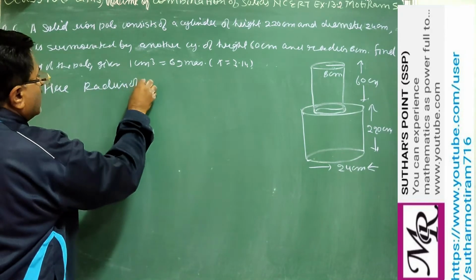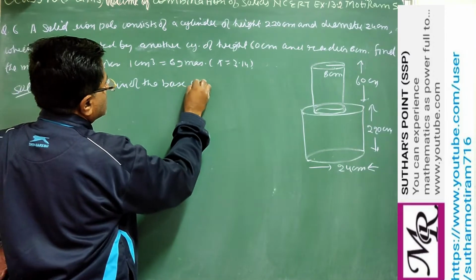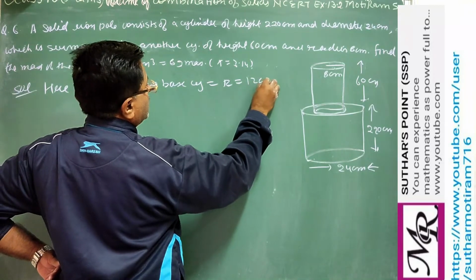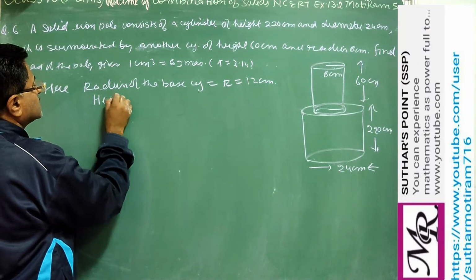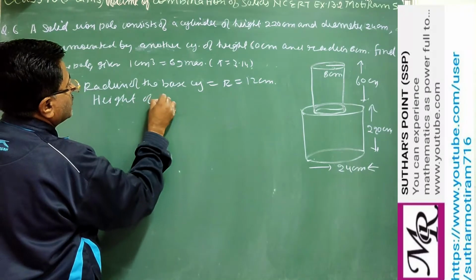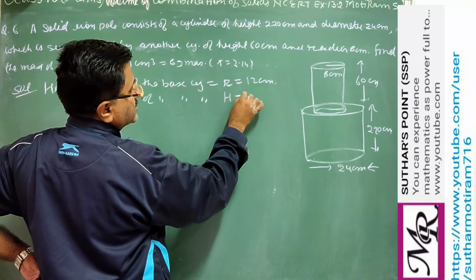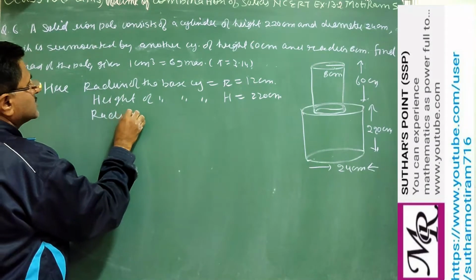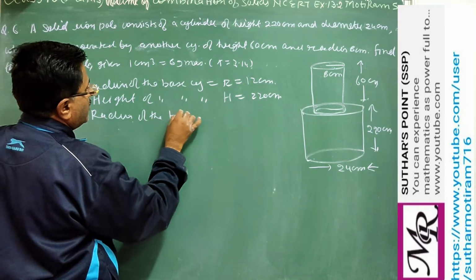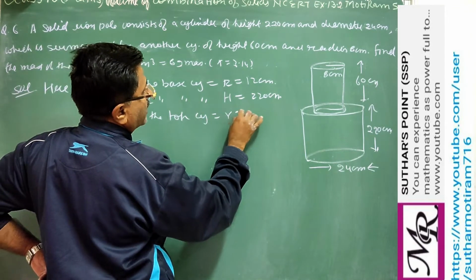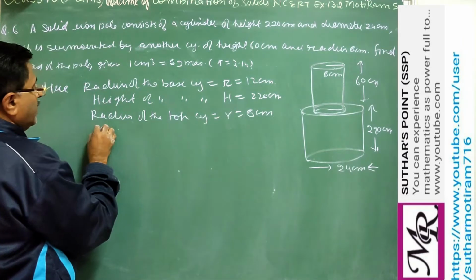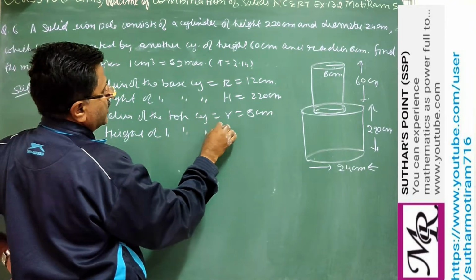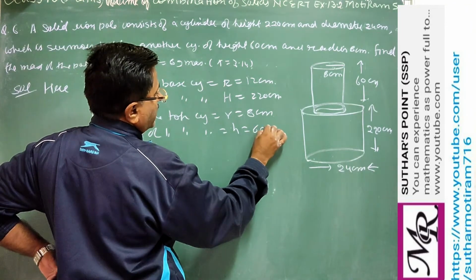radius of the base cylinder, that is R capital equal to diameter 24 by 2, so it will be 12. Height of the base cylinder, that is capital H, 220 centimeter. Similarly, radius of the top cylinder, small r, that is 8 centimeter, and height of the top cylinder, that is small h, 60 centimeter.